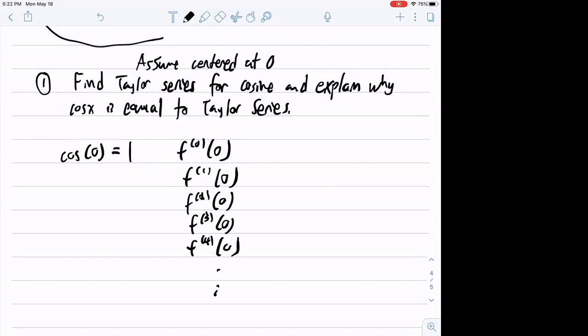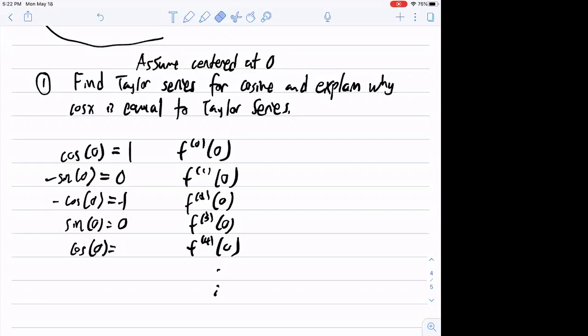The derivative of cosine is negative sine, and evaluating at 0, this is 0. The derivative of negative sine is negative cosine, so I get -1. The derivative of negative cosine is sine, so I get sine of 0, which is 0. And then you see we go back to cosine of 0, which is 1. The process repeats. So what's the pattern? Only even derivatives survive. The odd derivatives have coefficient 0, and the even ones alternate in sign.